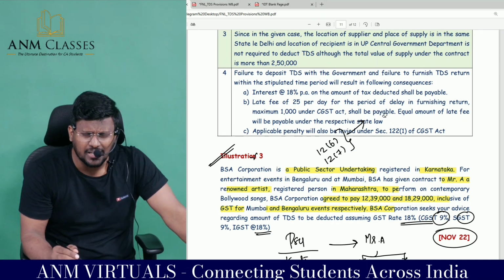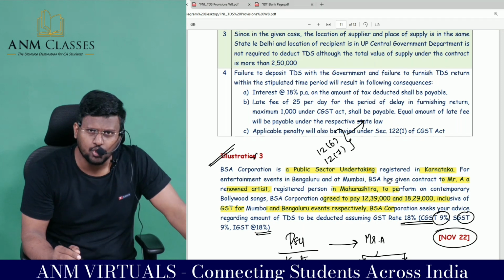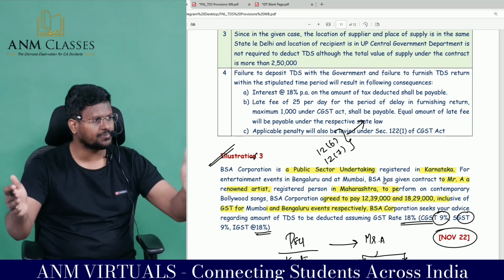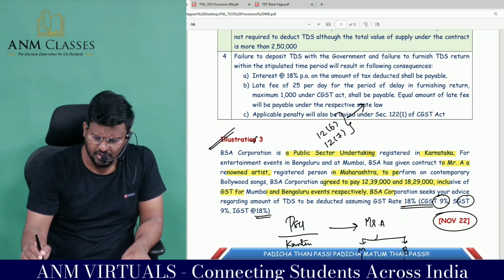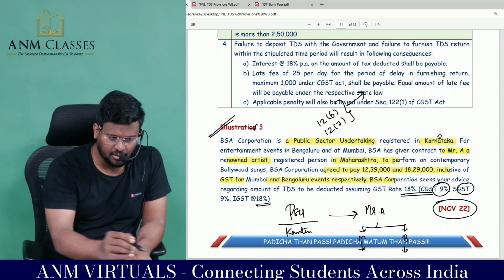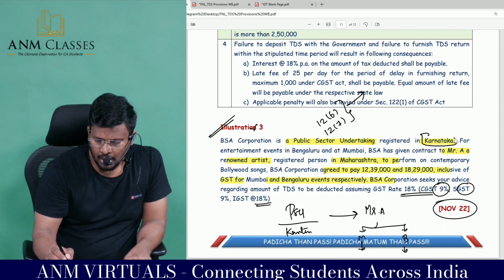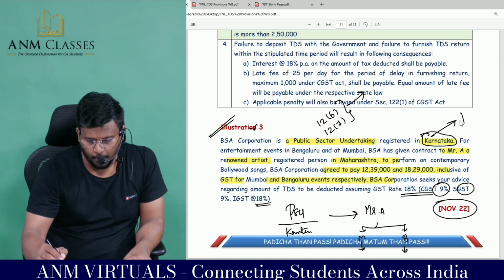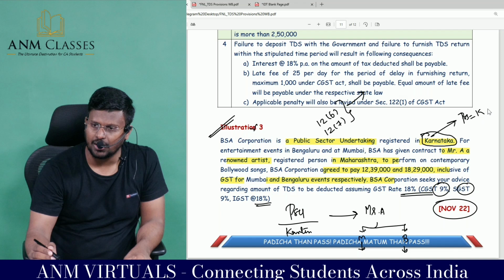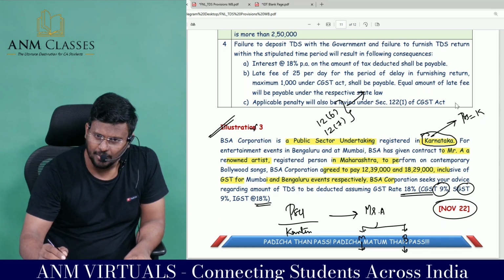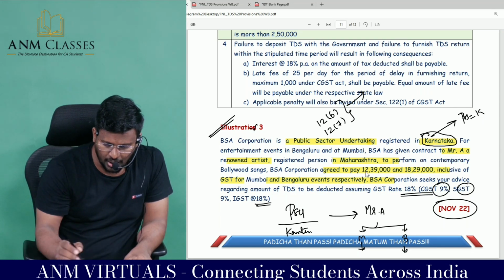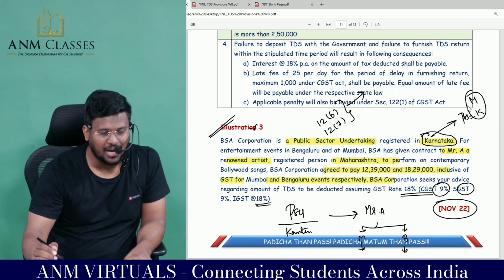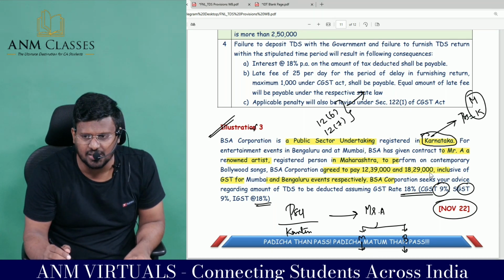So according to 12.7, organization of event, you have to check whether the service has been provided to a registered person. Yes, it is to a registered person, because BSA Corporation is registered in Karnataka. So place of supply is the location of such person, so place of supply is Karnataka. Who is the service provider? Mr. A, sir, the renowned artist. He is registered in Maharashtra. So Maharashtra and Karnataka, it's an interstate supply.